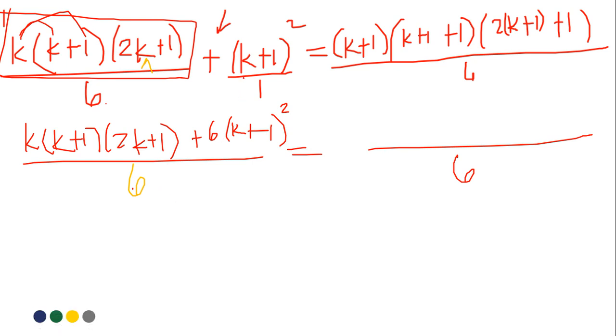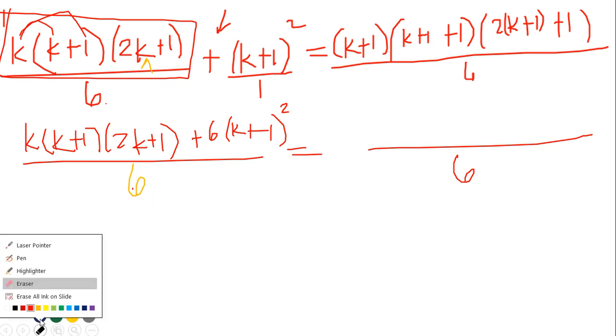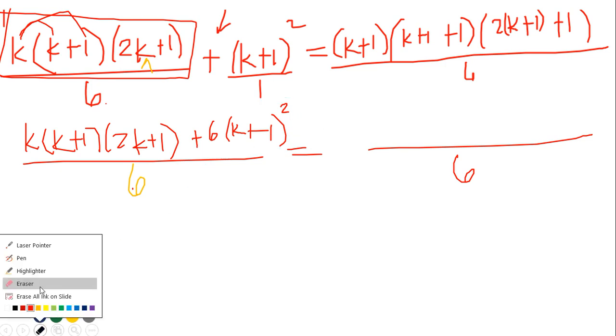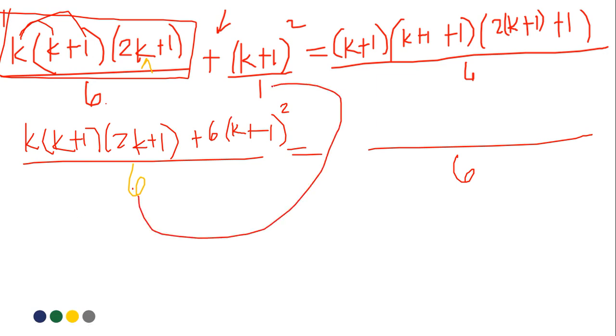6. What is 6 times k plus 1 squared? Is it 6 times the quantity of k plus 1 squared? Nalilito na sila. Ulitin natin. What is 6 divided by 1? 6. What is 6 times k plus 1 squared? Is it 6 times k plus 1 squared? 6 times the quantity of k plus 1 squared.